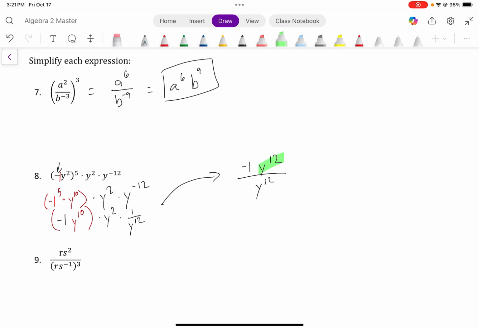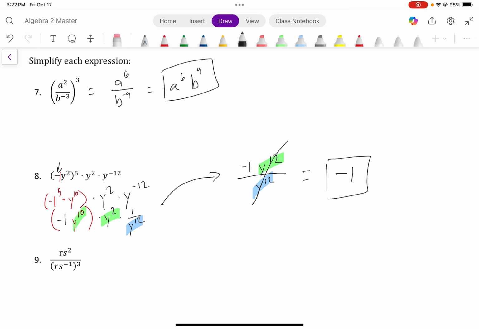This y to the 12th is using my product of powers property. I'm multiplying two things together with the same base, so I add their exponents. 10 plus 2 is 12. Then, because this y to the 12th is now on the bottom, because it had been a negative 12th on the top, that's where this piece comes from, and I get to use my quotient of powers property, which is essentially just dividing those two. They're identical. They all cancel out. I'm left with negative 1 times 1, which is just plain old negative 1.